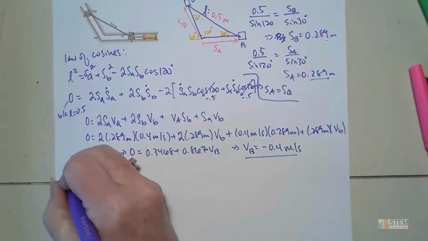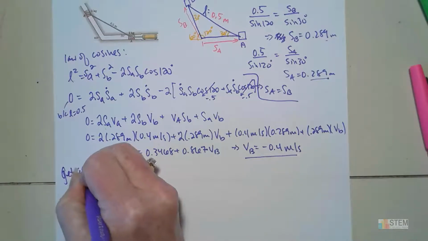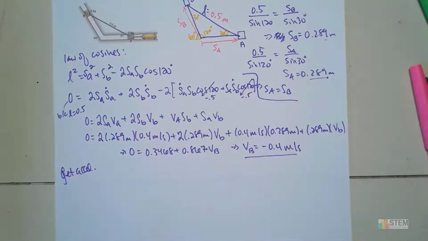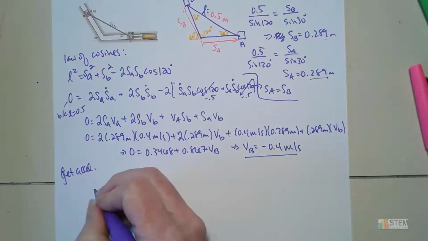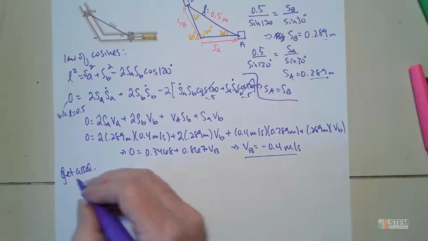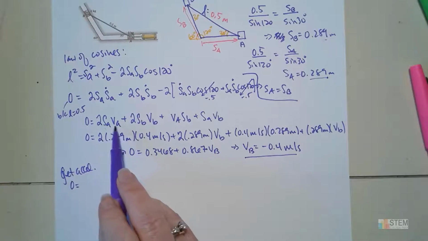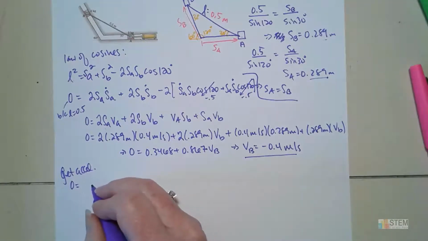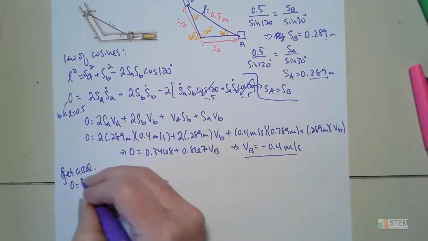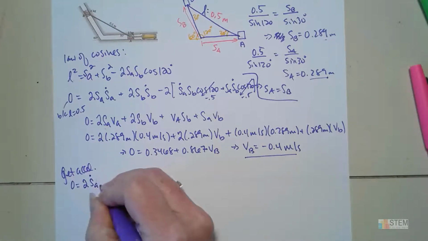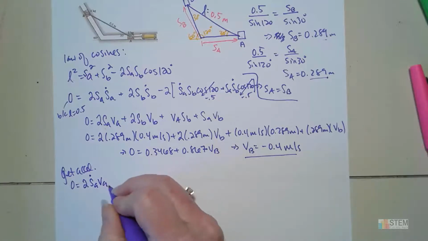Now I want to get acceleration. All right, so let's do that. To get acceleration, we're going to take this equation here. We're going to take the time derivative again. Each time you do the derivative, your equation tends to get a little bit longer. So the left side would still be 0. And now remember, everything that's going to change with time, you have to include that when you do the derivative. So with this, I'm going to have 2 SA dot VA.